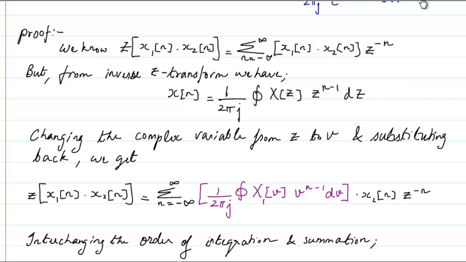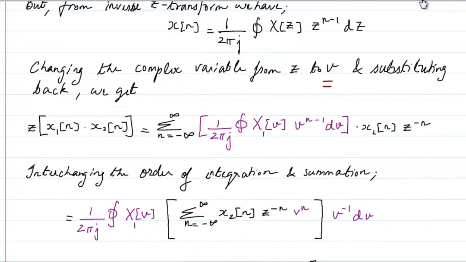Now in this particular equation, z is a complex variable r e raised to power j omega. Instead of z, suppose we consider it to be written as v, and we use this inverse z transform equation for substituting instead of x1 of n. So here instead of x of n, if I write x1 of n, then I will get the equation like this, wherein using a different color I have shown where I have done the substitution. So instead of x1 of n, I have substituted the inverse z transform equation.